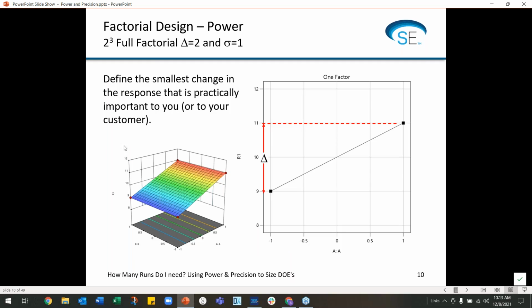Okay, so another way of representing this change is by looking at it graphically. When we're talking about the smallest change in the response, we are talking about what happens when the factor is changed from its low level to its high level. What is the change in the response? How much does it increase or possibly decrease? So it's really the slope of this line.